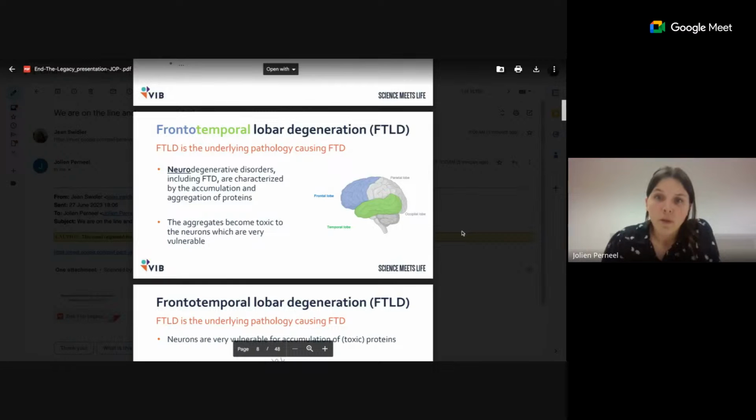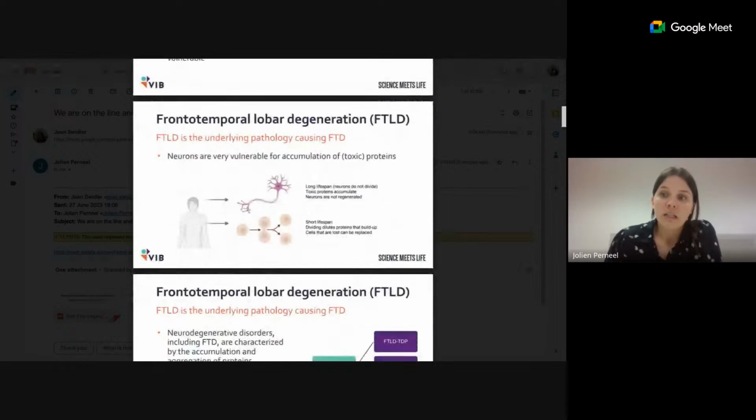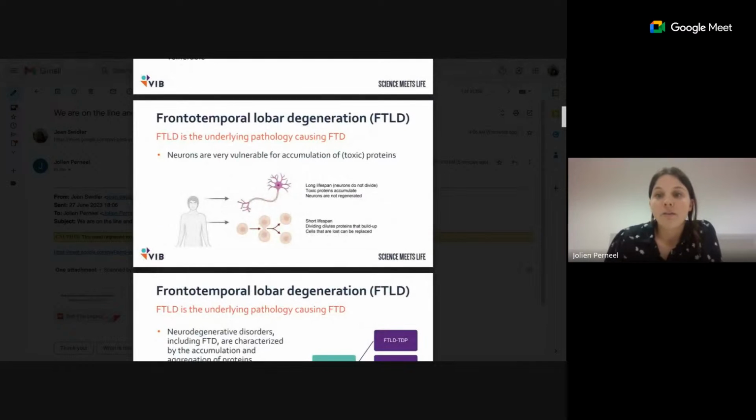And the reason why neurons are very vulnerable to accumulation of proteins is because of their long lifespan and the fact that they do not regenerate. So this means that over time, as we get older, more and more proteins are accumulating, and once this reaches a certain threshold, this becomes toxic for the neurons and they die. This is causing problems as neurons are not dividing and therefore also not replaced when they are dying.